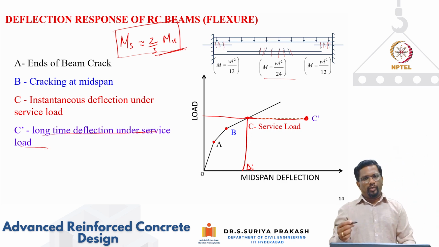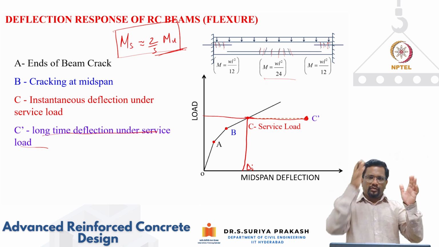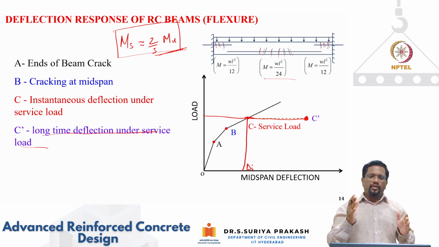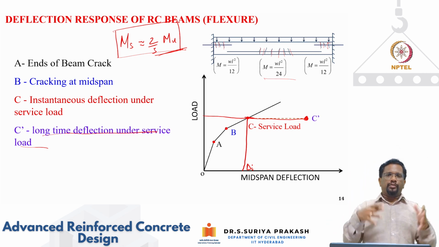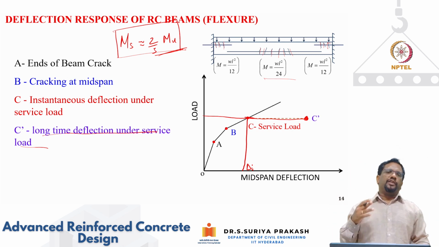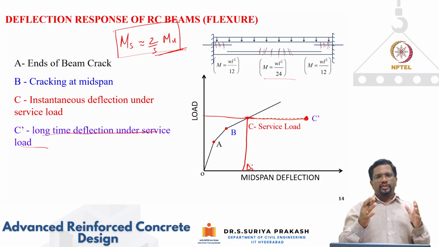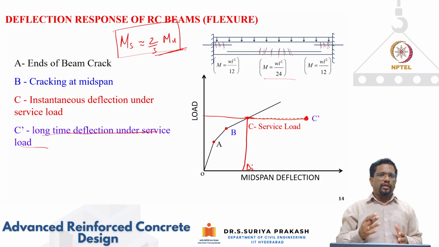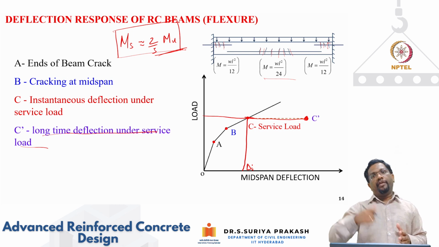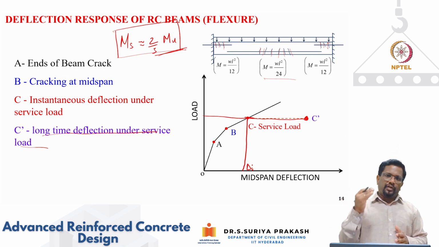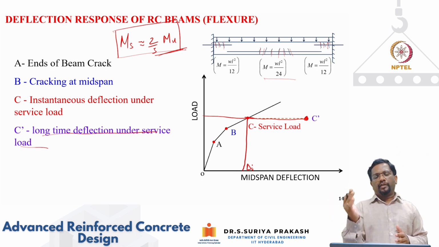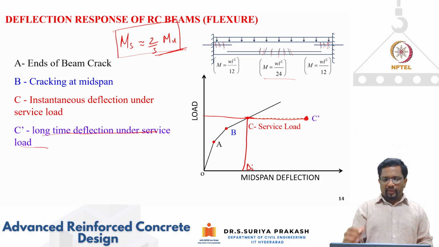So again, why does it happen? Because of the creep. In a cross section, depending upon the moment distribution, you have sections that are subjected to compressive strains. So the concrete will start creeping. That means the strain will keep on increasing when the load remains constant. So you are going to have additional curvatures that I need to account for in my calculations.